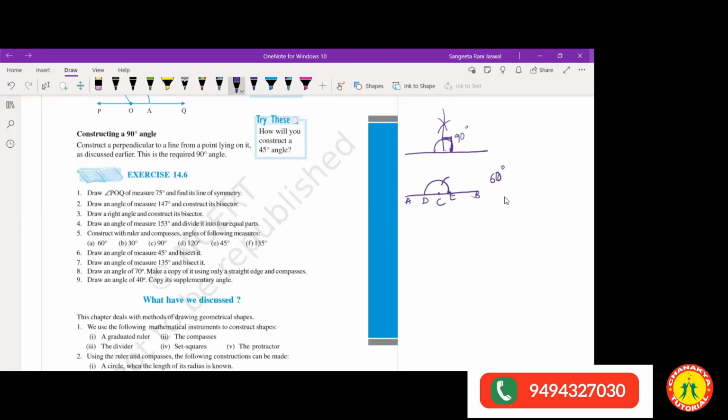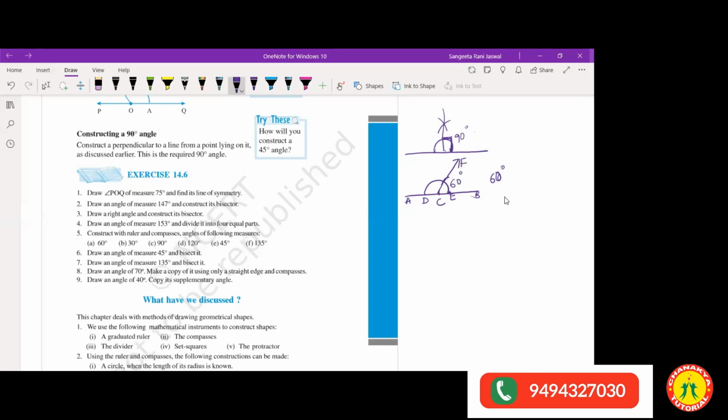Are you understanding, children? Yes, ma'am. Okay, now you have this point and you have this point. You join these 2 points with the scale and then extend this line further. Now this point that you get, I name it F. Angle FCB will be your angle 60 degree.